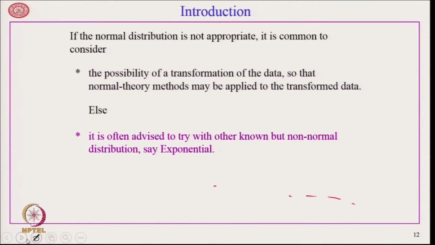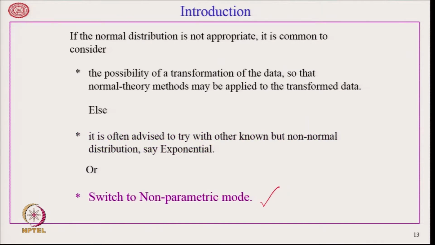Else what we can do? Else it is often advised to try with other known but non-normal distribution, say exponential distribution. That is another important thing that can be done. Or the third option is that we go to non-parametric mode. That means, now we are switching over to a non-parametric analysis of the data, and this is the focus of this series of lectures that I am going to present to you in this lecture series.